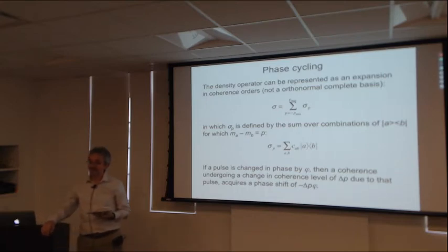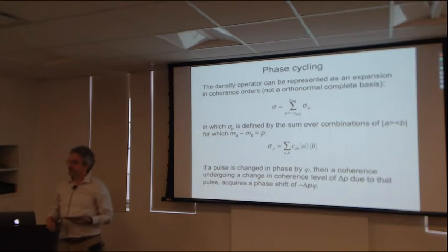So my idea is simply I keep track of the accrual of phase by the coherences through the pulse sequence as I shift the phase of the pulses. And at the end, I have to shift the phase of the receiver in order to accumulate the signals that I want and suppress the signals that I don't want by their relative phase properties. And the theory of phase cycling is just to make this easier to see.